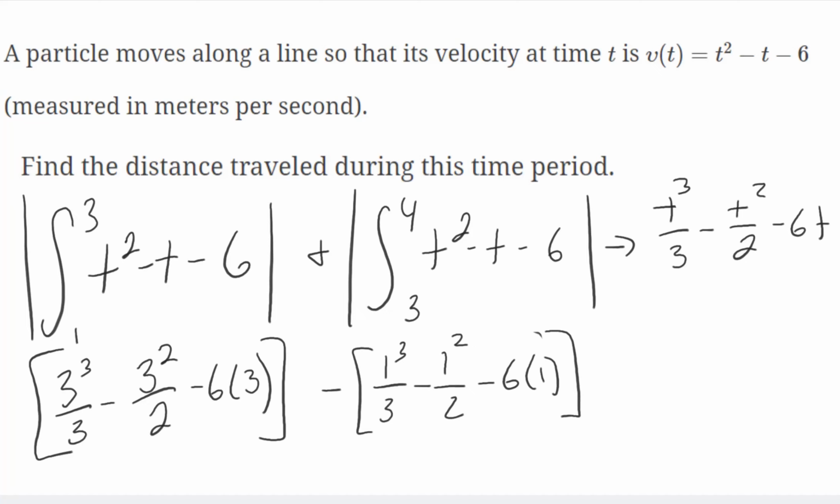All right, so we've got 27 over 3 minus 9 over 2 minus 18. So that's negative 27 over 2. And there's a reason I did that one out separately, because we're going to use that same number in the next one. So there's no point in us not.